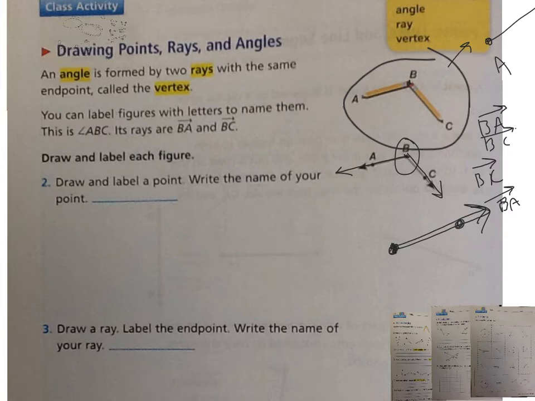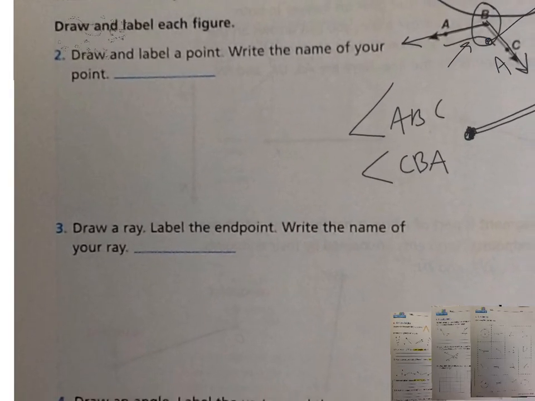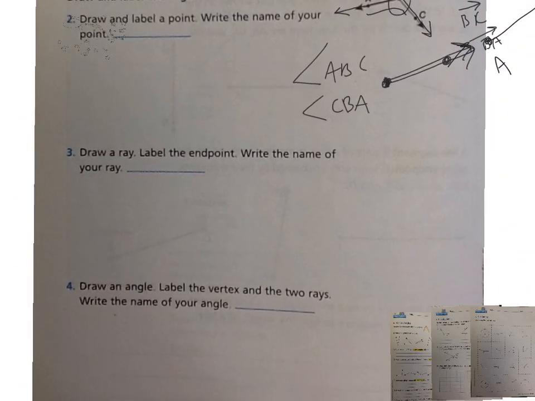All right, so the angle here would be angle ABC. And you can also write it, if you want, angle CBA, because it goes on and on forever on each side, so you can write it either way. Okay, so it says number 2, draw and label a point. Write the name of your point. This is what I want you to do. I'm going to have you fill this out when the lesson's over.